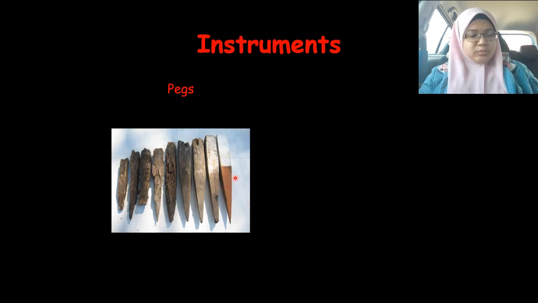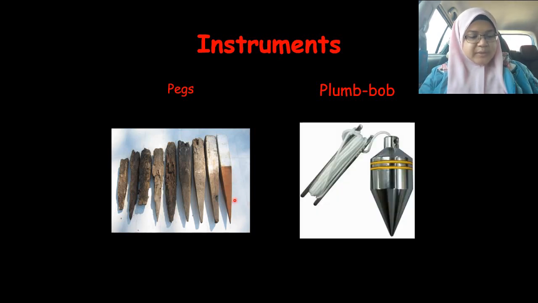The last instrument would be the plumb bob. So this is the plumb bob. It is a string suspended with a weight at the bottom, and it consists of a specially designed weight and coarse string or special threads. Mainly the plumb bob will be used for centering the instrument above our survey station.